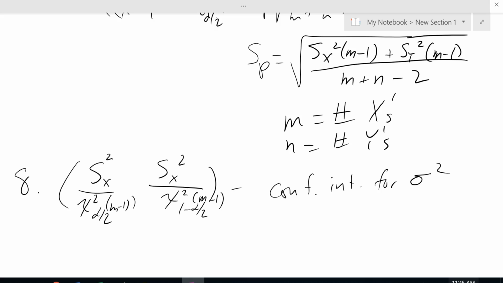You take your sample variance, it's at both endpoints. You divide by the smaller number on the right and the bigger number on the left, because you want small to big. You can do one-sided confidence intervals for these too, by the way. But again, you would substitute alpha over 2 with just alpha. If you were doing a lower bound, your right endpoint would be infinity. If you were doing an upper bound, your left endpoint would be 0, because variance can't be negative.